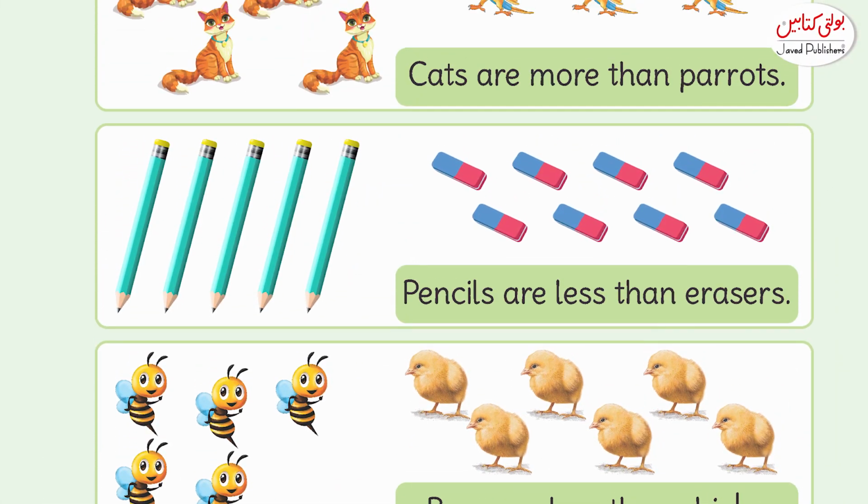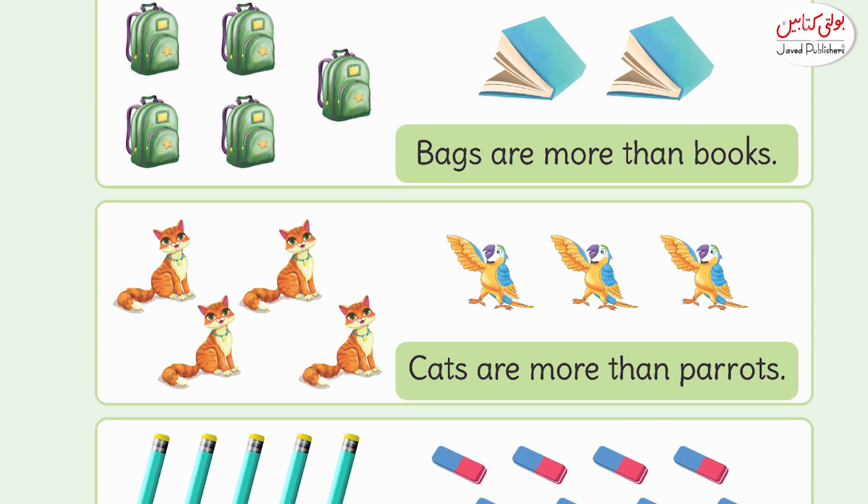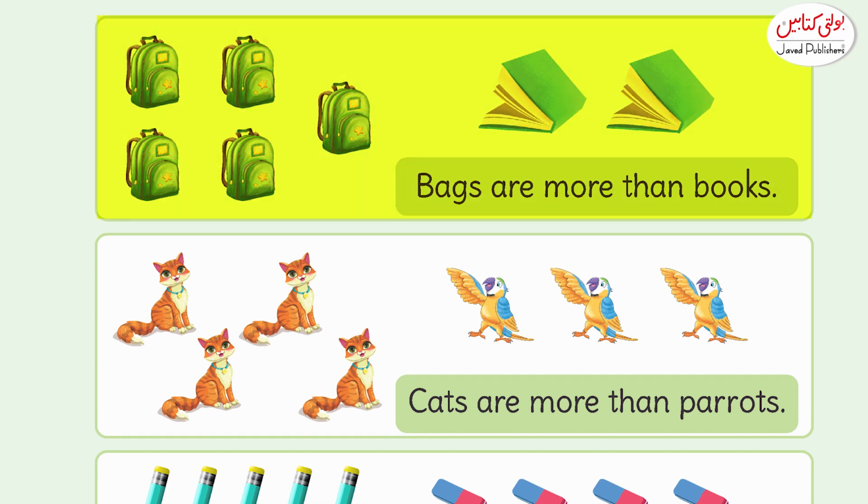ओके, आपके सामने ये पिक्चर बनी हुई है बैग्स की और बुक की. तो हमने पहले भी जिक्र किया जो चीज़ क्वांटिटी में ज़्यादा होगी वो होगी मोर देन, और जो क्वांटिटी में कम होगी वो होंगी लेस. सो है बैग्स आर मोर देन बुक्स. Bags are 5 and books are 2. So what is the greatest number? 5. So 5 is more.